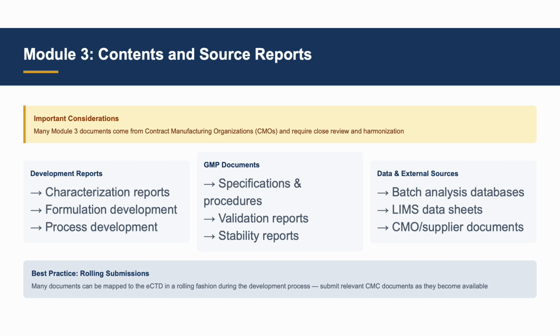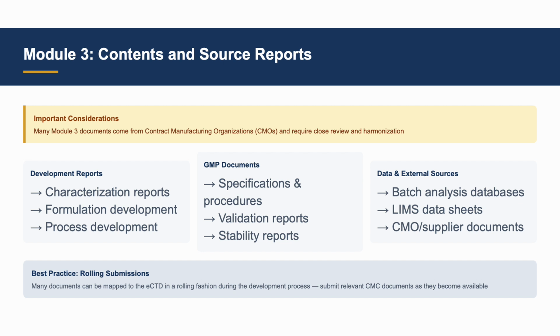Module 3 documents can often be mapped to the eCTD structure in a rolling fashion during development. Rather than waiting until you are ready to submit your NDA to begin organizing your quality documentation, you can begin populating Module 3 folders as documents become available during development. This lifecycle approach reduces the workload at the time of submission.